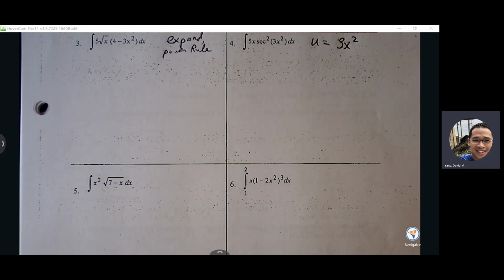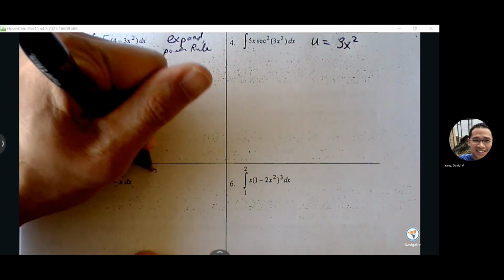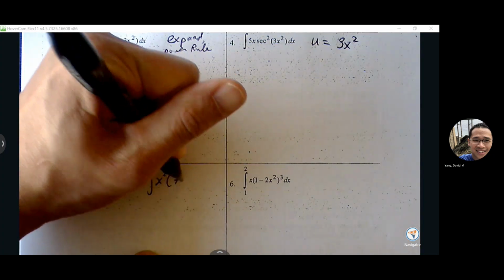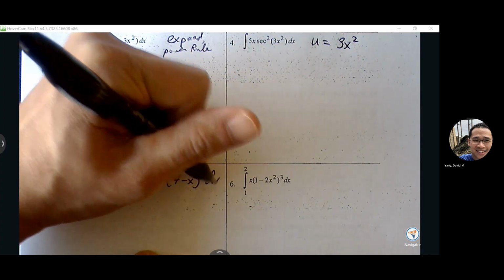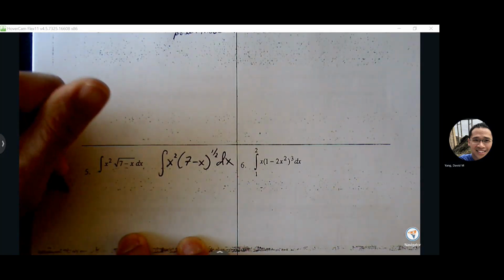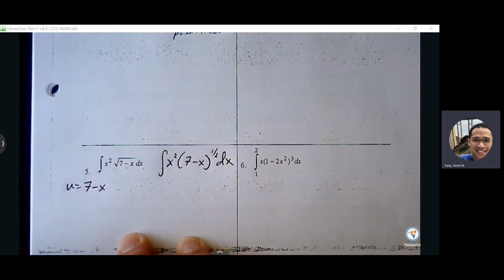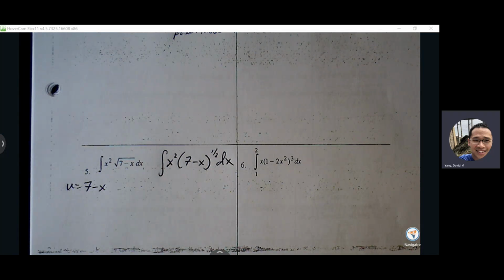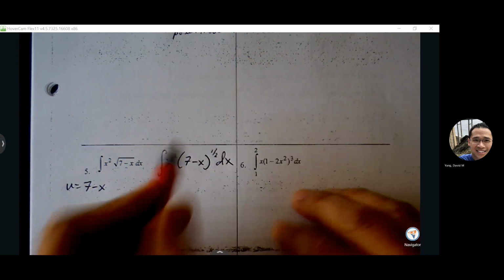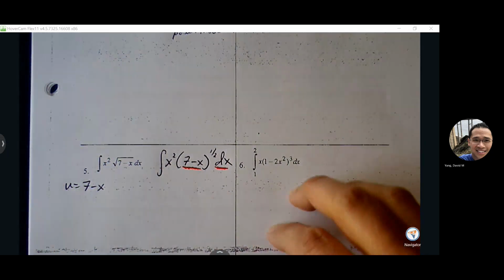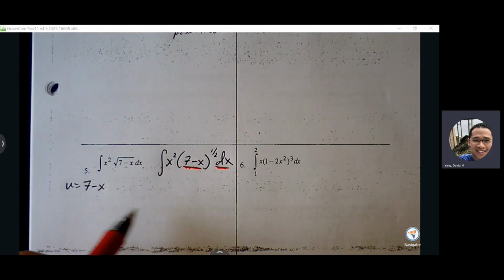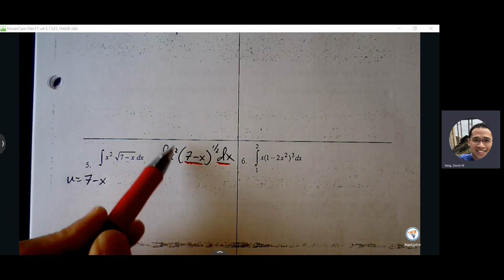Okay, number 5. Can I distribute my way through? Can I rely on power rule expansion? No. Okay, so I'm stuck in that form. What's our u value? 7 minus x. So if we look ahead a little bit, is the x going to go away on its own after we make our substitutions? If I find the derivative of 7 minus x, it becomes -1. Is that -1 going to help me with anything with this x squared?